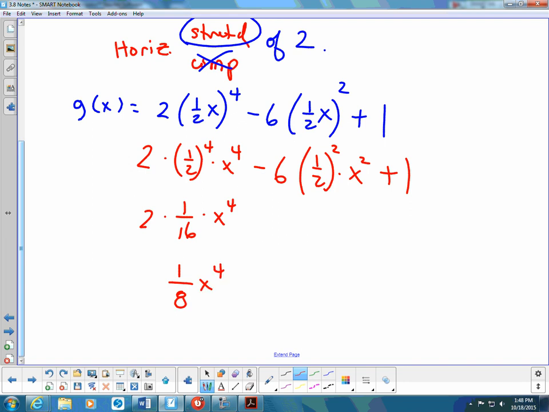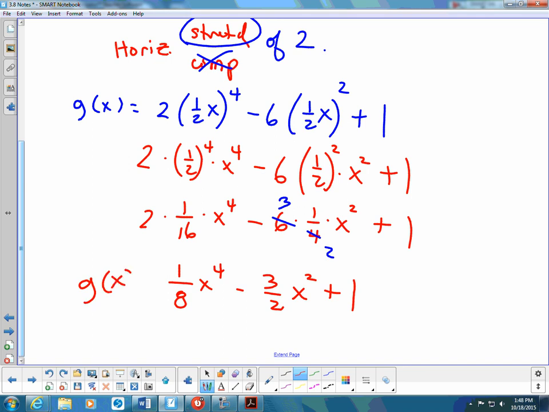And here 1/2 quantity squared is 1/2 times 1/2, that's 1/4. That still has to get multiplied by the 6 and the x squared, and we do have that 1 after it. So we have minus the 6 over 4 can reduce to 3/2. So I have minus 3/2 x squared plus 1. So this is our g of x function.